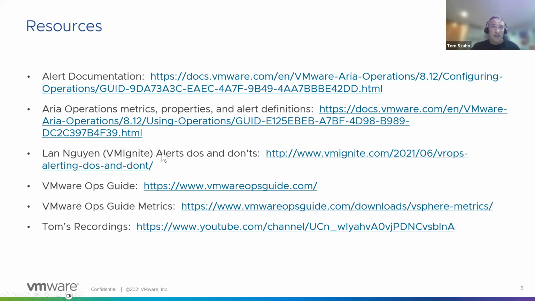VM Ignite, there's a ton of great content out here. Highly recommend checking out the entire blog, but certainly the alerts do's and don'ts. Some great ideas and just basic methodology. The VMware Ops Guide. Again, if you're running vSphere, running operations, definitely recommend that. There are actual metrics that you can download. Again, a guide that can show you the metrics that are being collected, to give you some ideas of what you can potentially alert against.